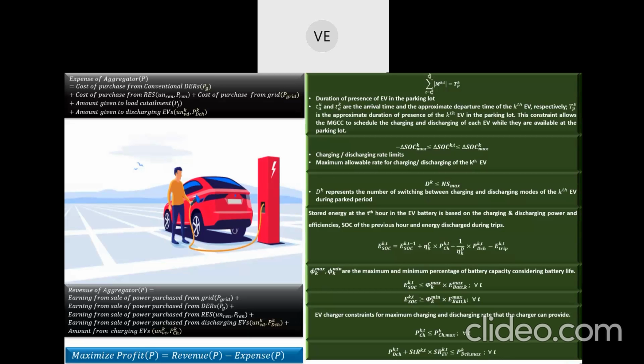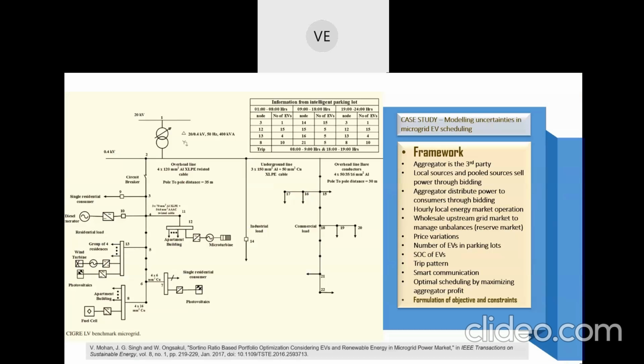Now, in this particular system, the aggregator or the DSO is the third party. The same framework which we discussed in the second slide. The third party purchases power from different sources. It can be discharging electric vehicles, renewable energy sources, fuel cell, diesel generator, micro turbine, anything. It purchases power from these sources and sells it to the end consumers.